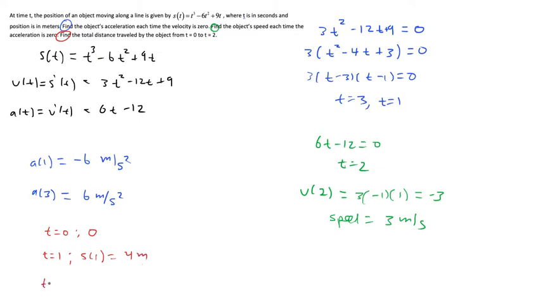And then what about at t equals 2? At t equals 2, s of 2, we'll plug that in here. 8 minus 24 plus 18, right? That equals 2 meters. So what's the total distance traveled then? 0 plus 4 plus 2, so the total distance traveled would be 6 meters.